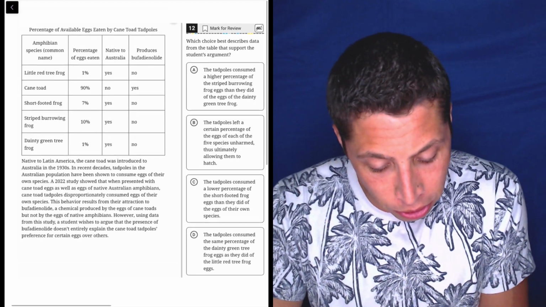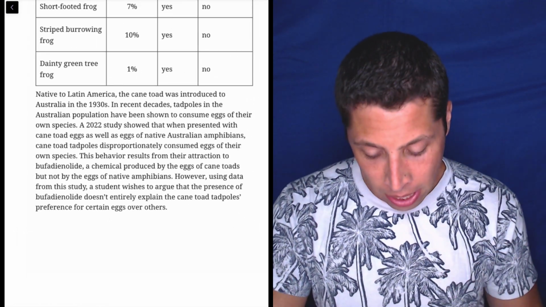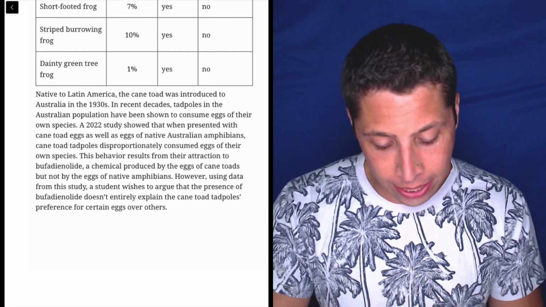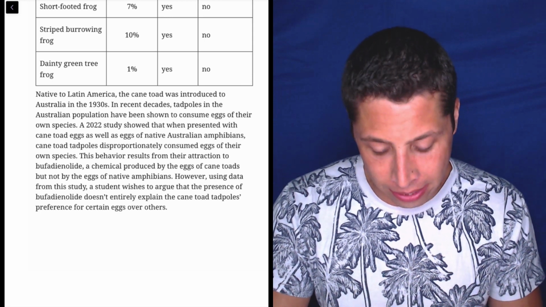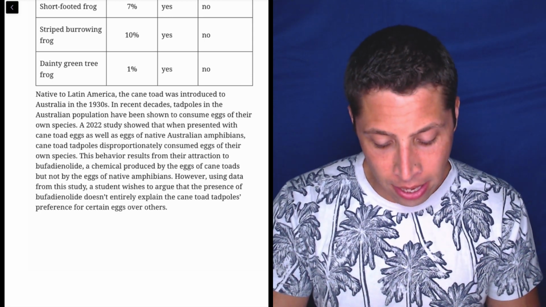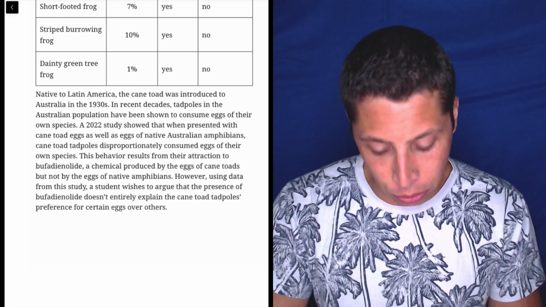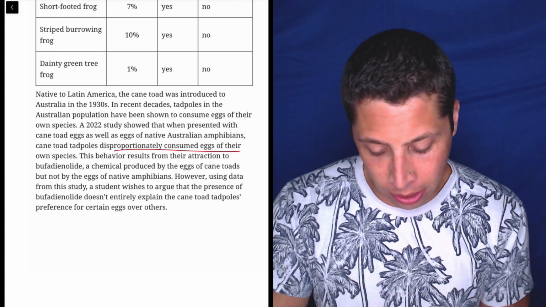We need to support the student's argument. So let's see what the student's argument is. Let's just really focus on this. Native to Latin America, the cane toad was introduced to Australia in the 1930s. In recent decades, tadpoles in the Australian population have been shown to consume eggs of their own species. A 2022 study showed that when presented with cane toad eggs, as well as eggs of native Australian amphibians, cane toad tadpoles disproportionately consumed eggs of their own species. So they eat their own.